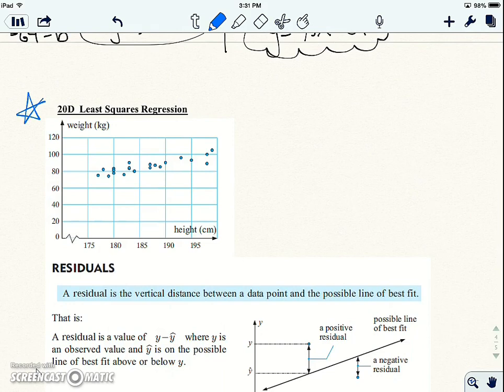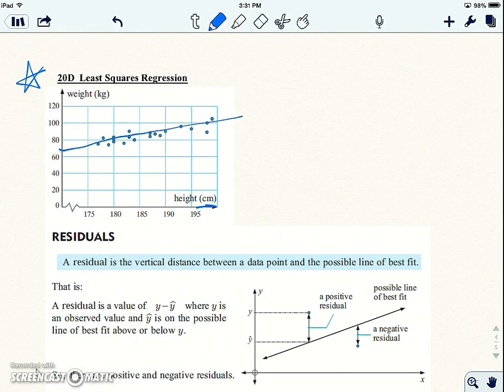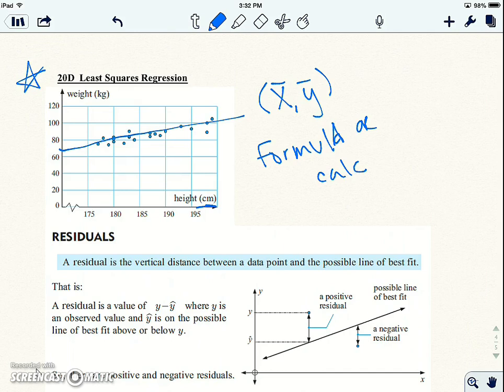And here is our data again. Notice they finally changed it to centimeters. Okay, and so we want the one that fits it perfectly. And the one thing we know is it'll go through x bar, y bar, and we either need a formula or a calculator. Let's talk about how we're going to do it first.